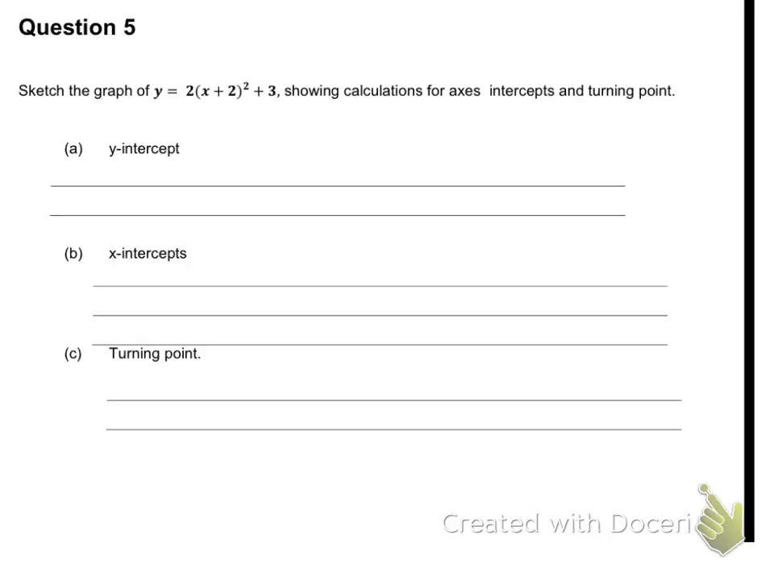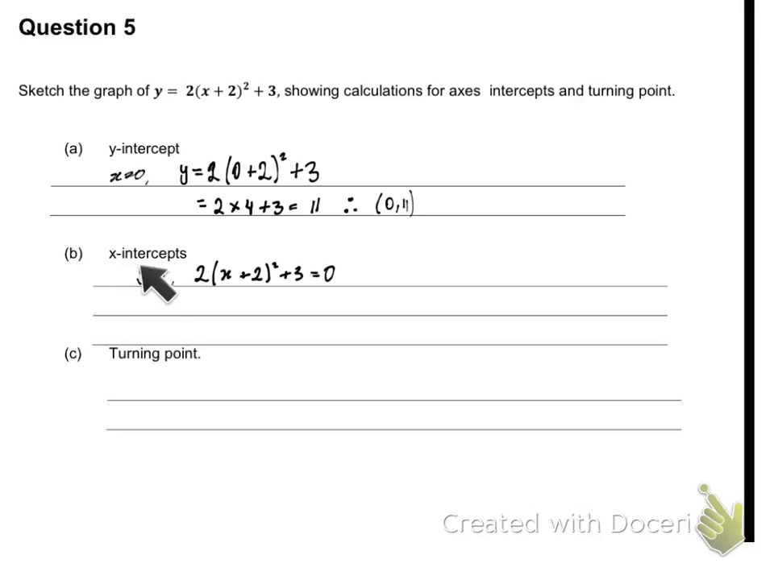Okay, question 5. Sketch the graph. So the graph is given to you in turning point form, and we're going to work with that one. So first is the y-intercept. That occurs when x equals 0. So we substitute a 0 for the x and evaluate. 2 times 4 plus 3 is equal to 11. So there's your coordinate, 0, 11.